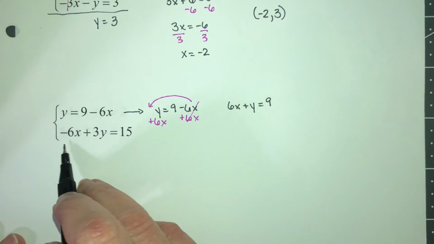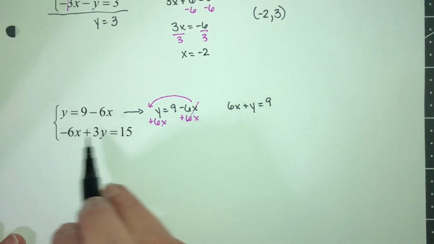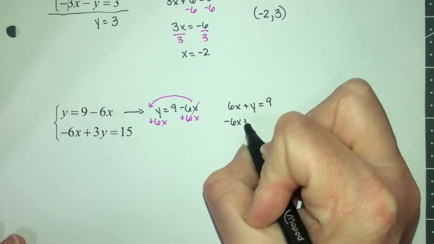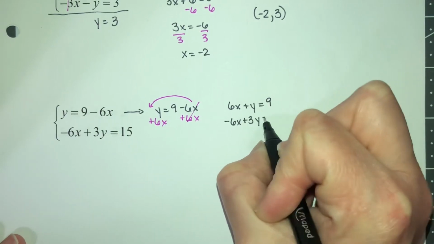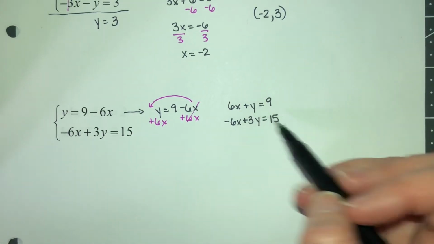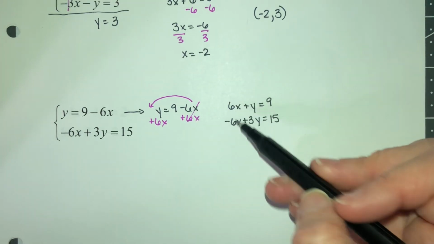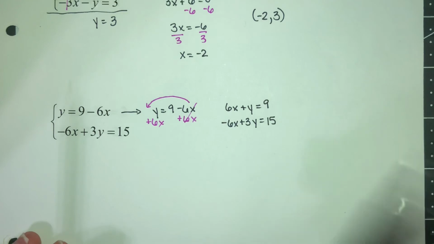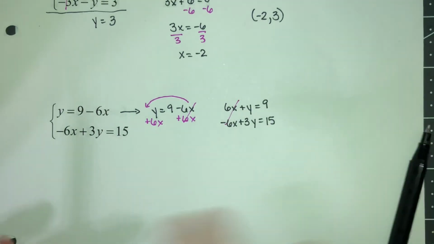Okay, now this one is already in the right order. I don't need to do anything to it, so I'm going to recopy it over here. Remember that when you are recopying, that is the easiest place to make a mistake. So take a second, make sure you haven't written something down wrong. Okay, so look at what we have here. We have a positive 6 and a negative 6. So those are going to cancel out. If we add those together, they go away.